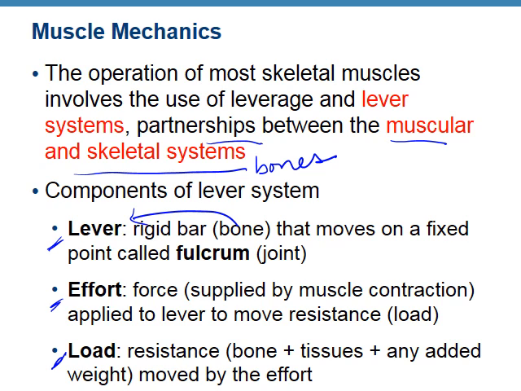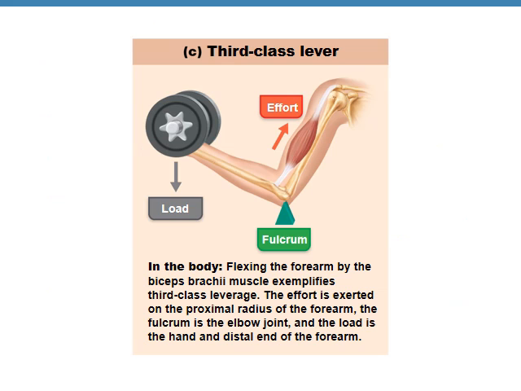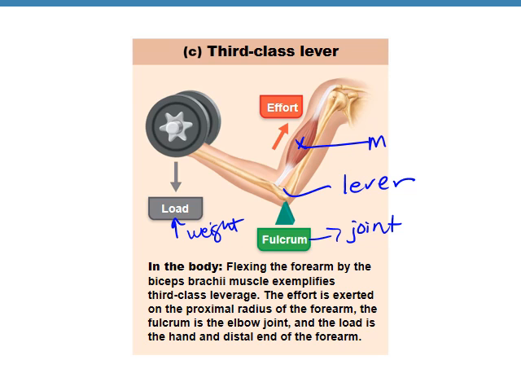So your bone is acting as a lever that moves on a fixed point called a fulcrum. The fulcrum is your joint. The effort is the force supplied by the muscle contraction, and you use that force to lift the load. So obviously this is the load to be lifted. This is whatever weight you're trying to lift. The fulcrum is your joint, and your bones act as levers. The effort is happening here in the muscle contraction. So if this muscle can produce enough effort or force, then you'll be able to lift this load.